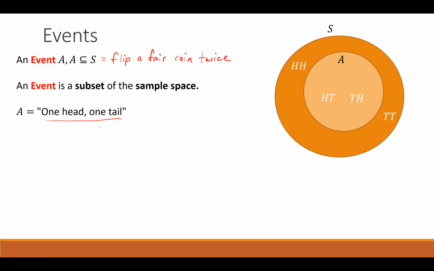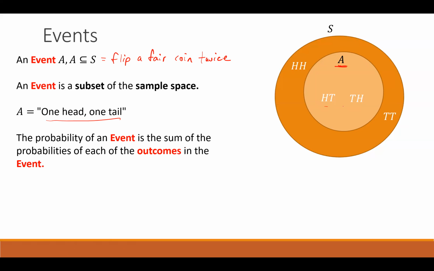So I can draw a Venn diagram. Now my event A is simply a subset of S that contains these two outcomes, right? So now again, when I do my experiment, only one outcome is possible. I can't have two outcomes happen. But if either of the outcomes in my event happen, then I say that event A has happened. If I flip heads, tails, then I have one head, one tail. Or if I flip tails, heads, then I have one head, one tail. So event A has happened in this case.